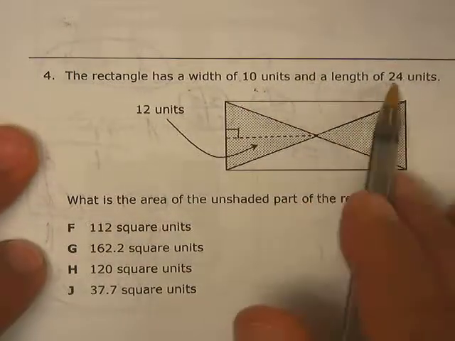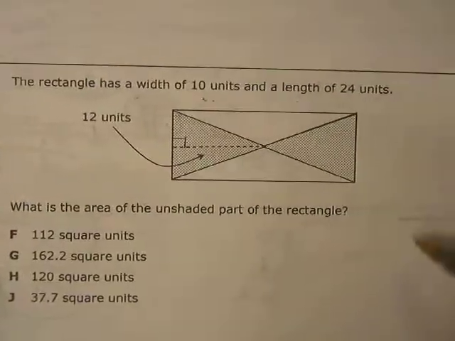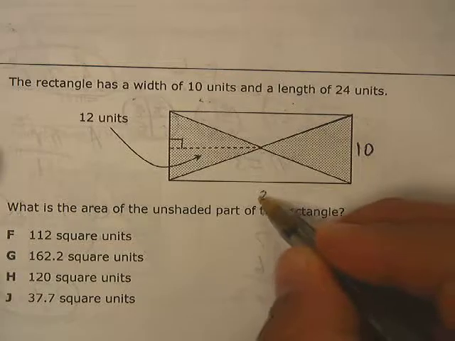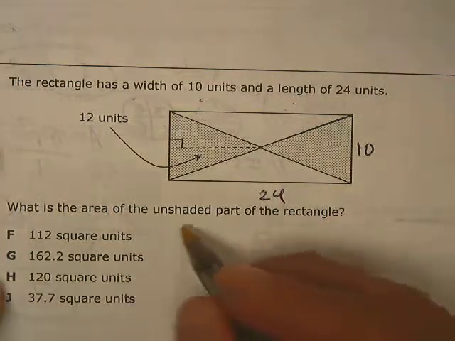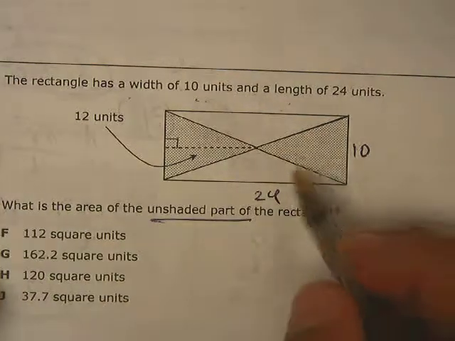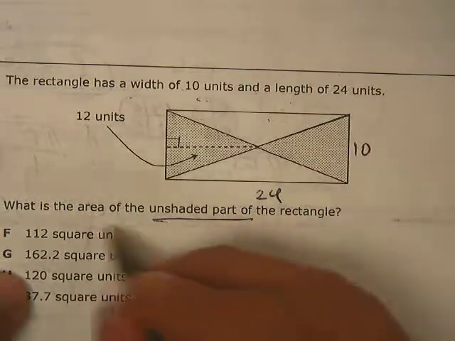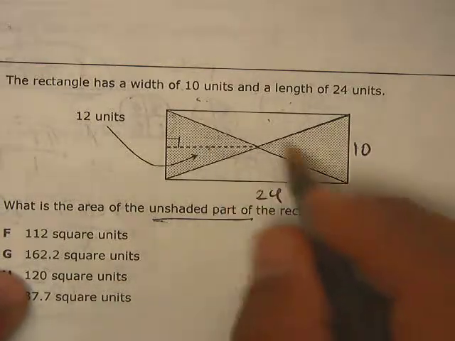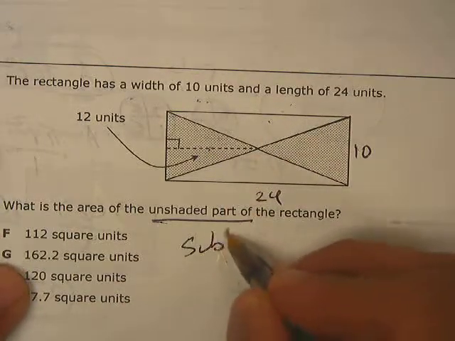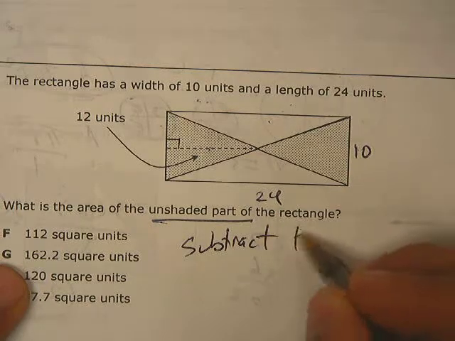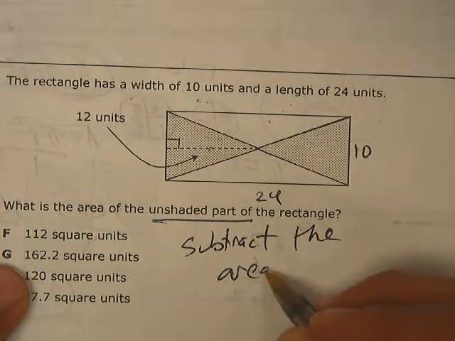So 20 times 6. Multiply those two, and what you get, you add it to these two guys, and you get your answer. Okay. The next one there, number 4. The rectangle has a width of 10 units and a length of 24 units. Okay, so a width of 10, a length of 24.